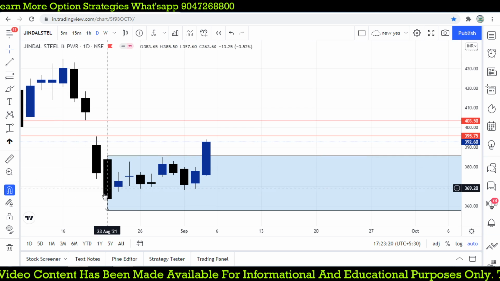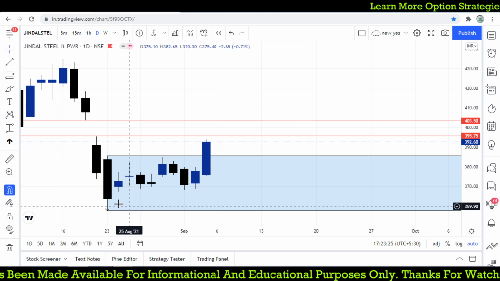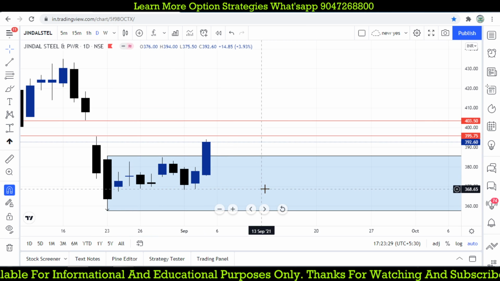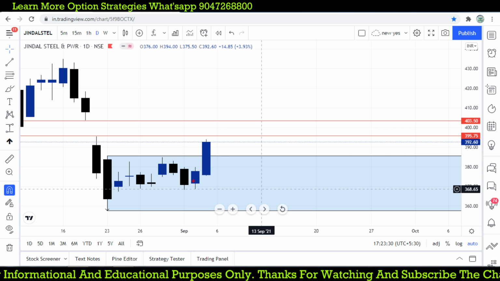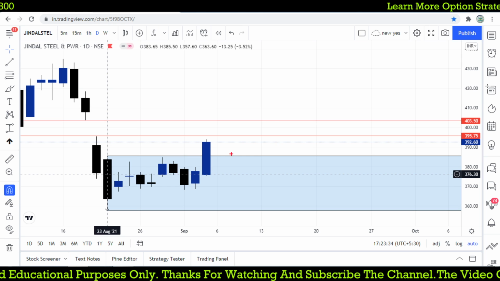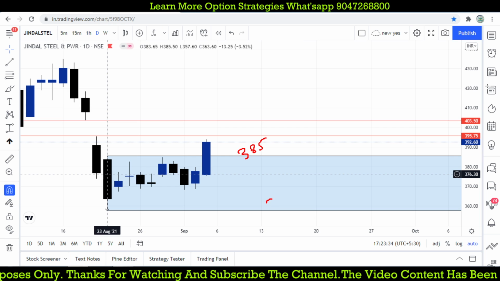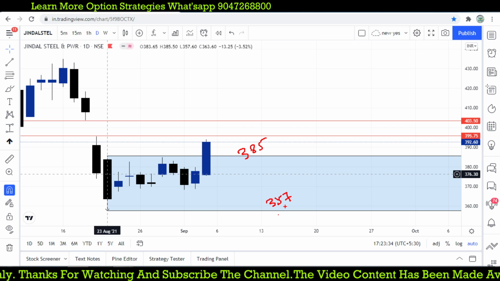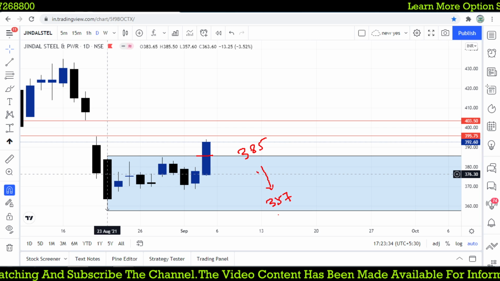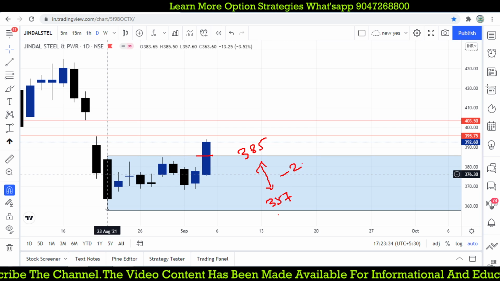So when the market is going down and it forms a Harami pattern, that is bullish Harami, happening at the lowest level, and it gave a breakout. Now I have taken the entry. So what is the stop loss for the trade? My entry point is 385 and my stop loss would be 357. If I take this trade, my risk is somewhere around 28 points.